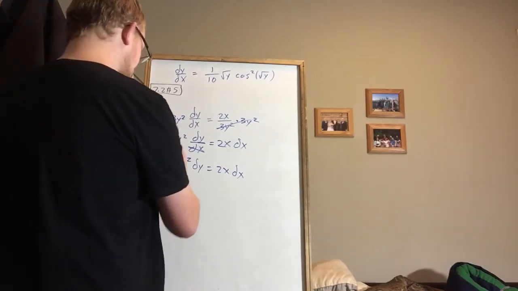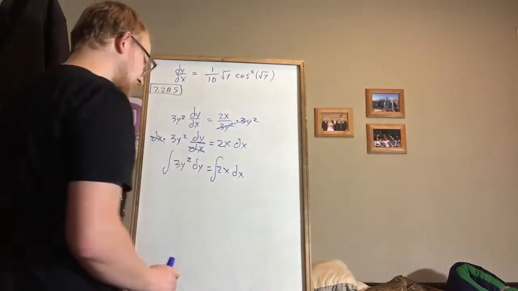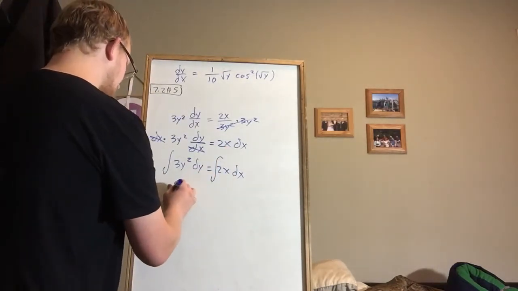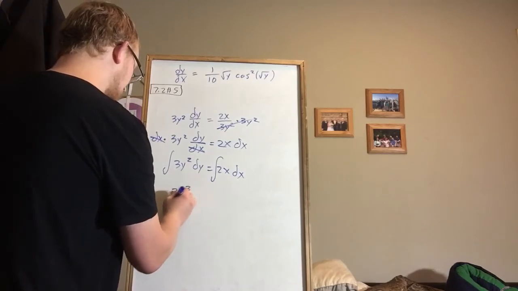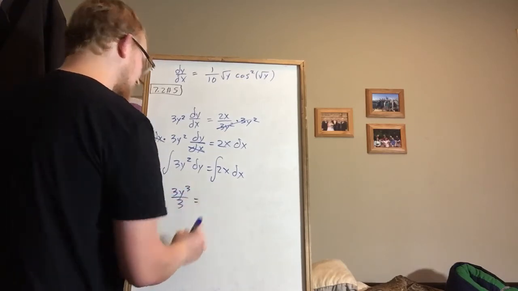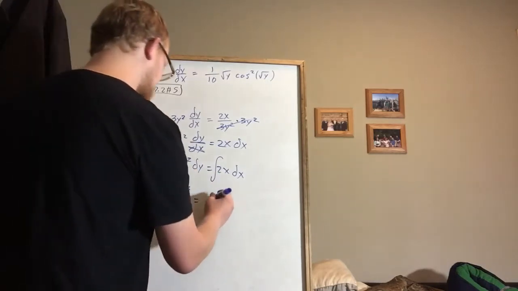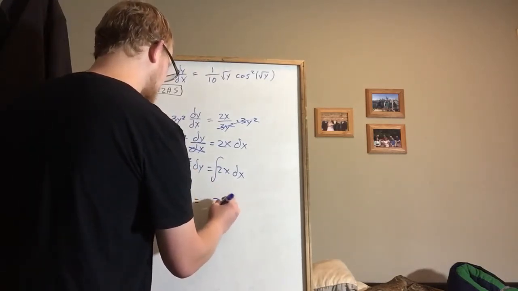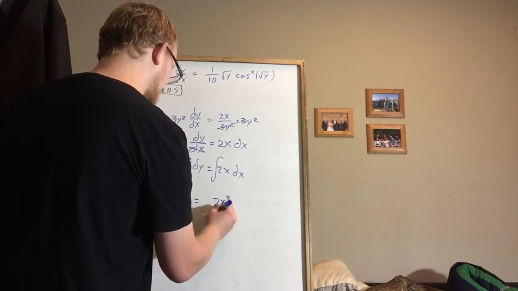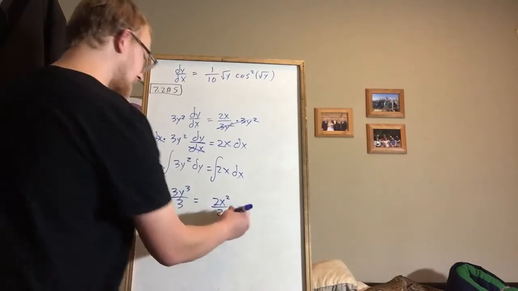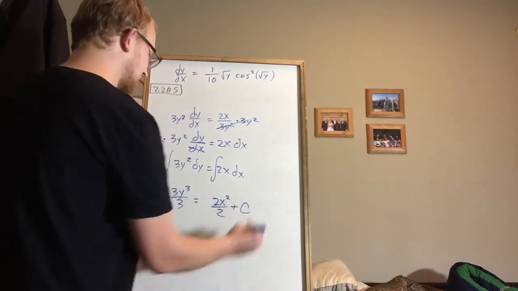So now what I can do is take the integral of both sides, and the integral of 3y squared with respect to y is 3y cubed over 3, and then on the x side, the integral of 2x with respect to x would be 2x squared over 2. And it doesn't matter what side you do this on, but you do have to add a plus c.